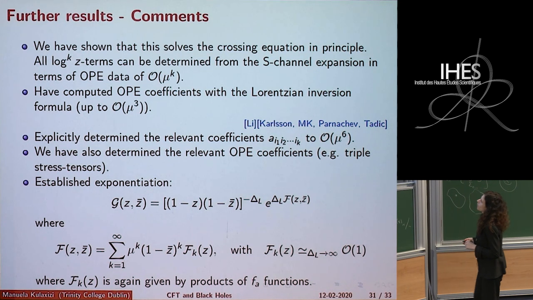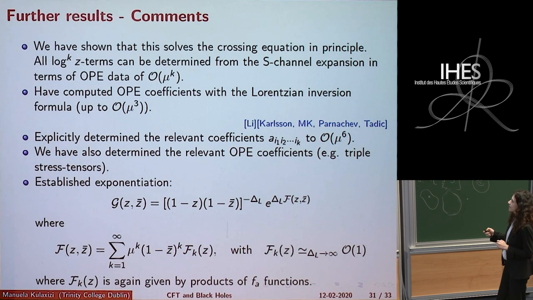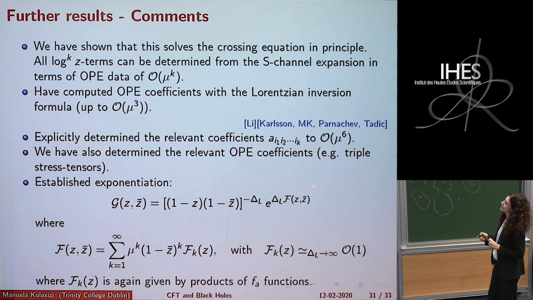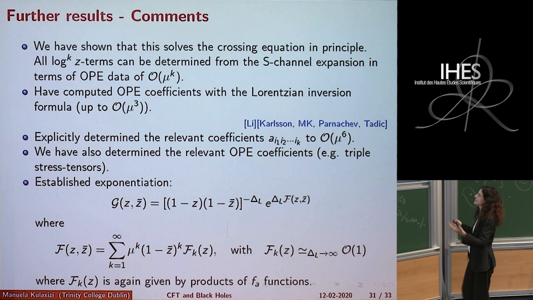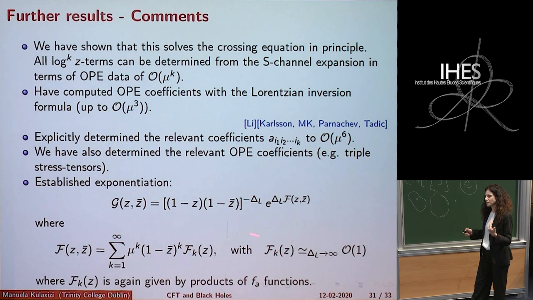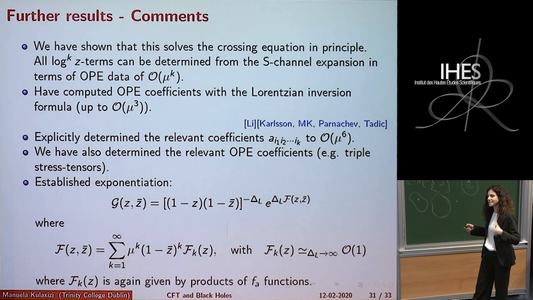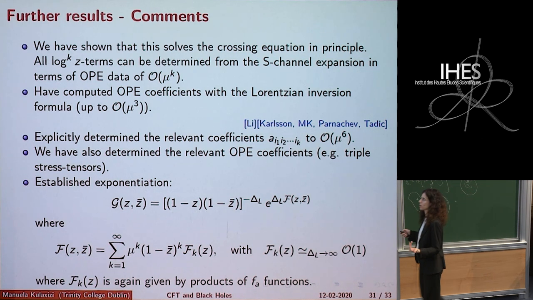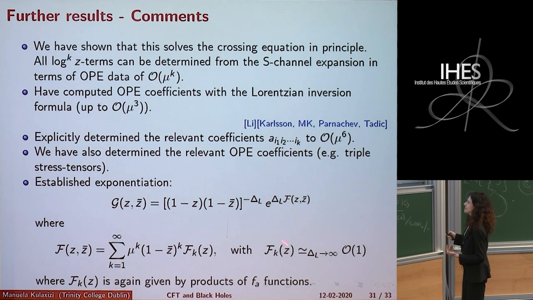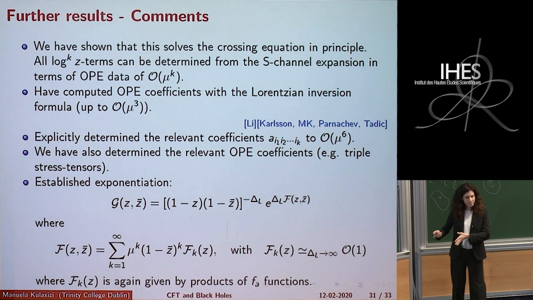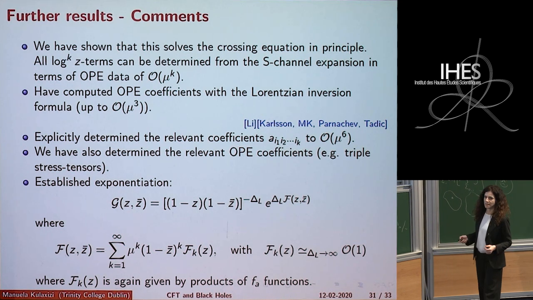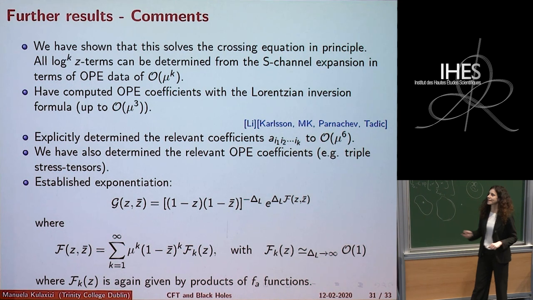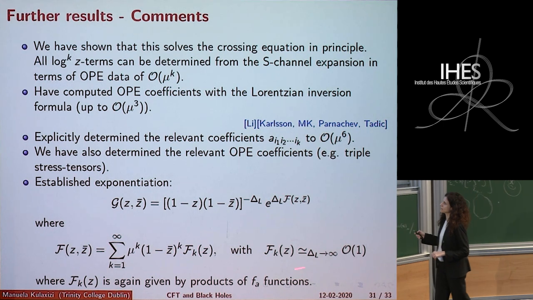So what else? Now actually we have checked that, and we have also determined OPE coefficients, and we established that at least to each order up to mu to the 6 that we can compute, this correlation function, this sector exponentiates in the same sense that it happens for the Virasoro case. So what I mean is that the structure in terms of f functions that show up in the whole correlator persists in the exponent of an exponential, and I can write my exponent in this form.